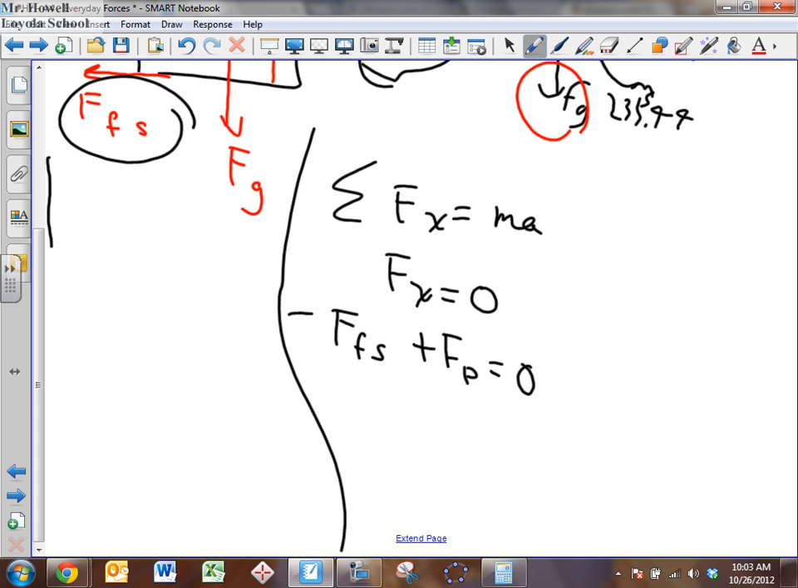In the y direction, is that a negative? Sorry, there's a negative right there. Yep. In the y direction, it is not floating. It is not moving vertically. Therefore, there is no vertical acceleration. So again, we can say this.